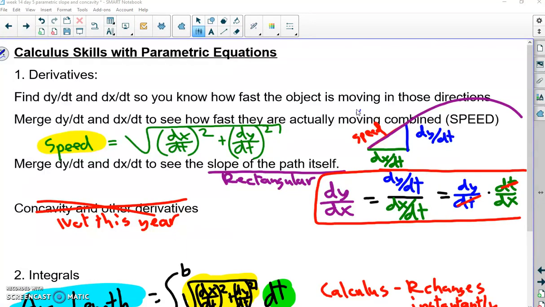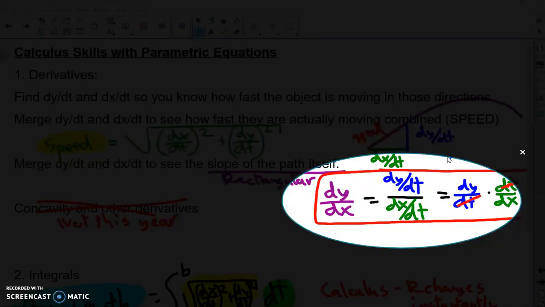Okay, then next thing. If I tell you the speed of y and the speed of x, so the green and blue components, if you divide them, you're just going to get the slope. And when I say slope, I'm referring to the slope of the path, the slope of the road. The road on the map, I can tell you the slope of it. Because when you divide, you flip and multiply, and those dt's cancel, so you get dy/dx. So that's the slope of the path itself, back in rectangular.